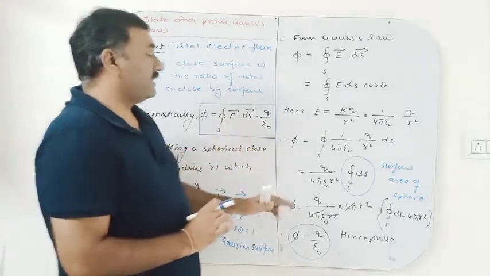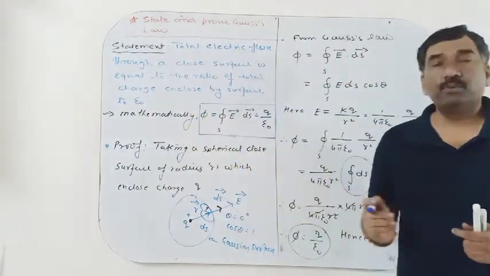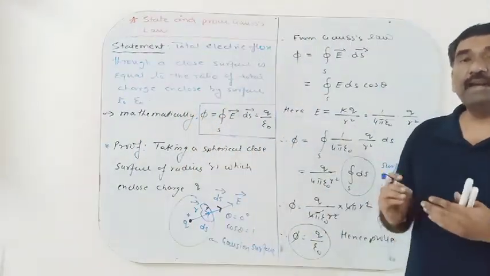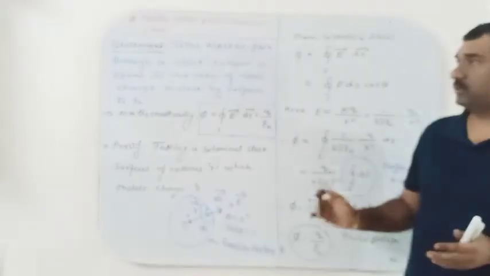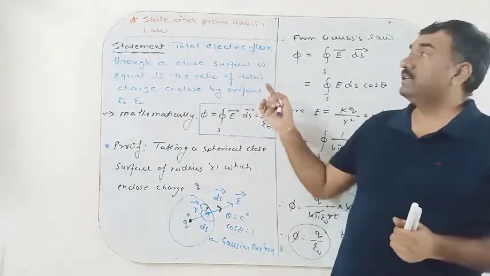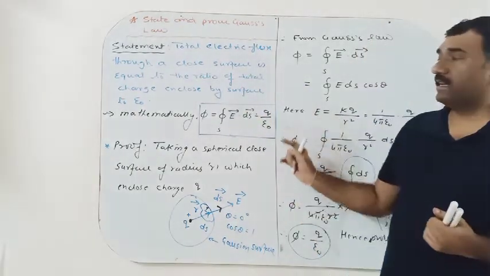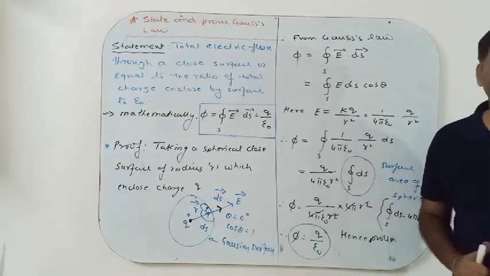And this method is very helpful to determine the electric field due to symmetrical and non-symmetrical objects also. Okay, now you are able to understand how you can obtain Gauss law, and its derivation. Write down this.